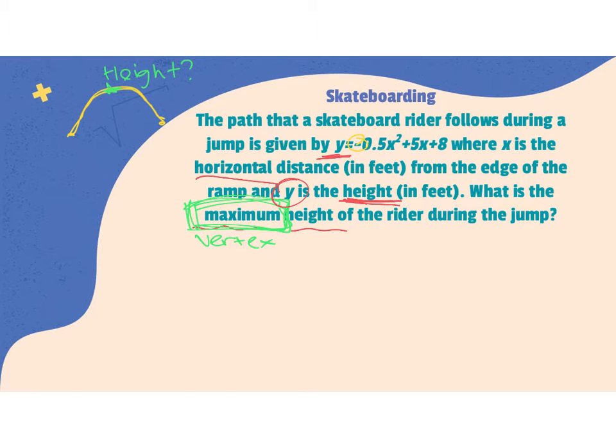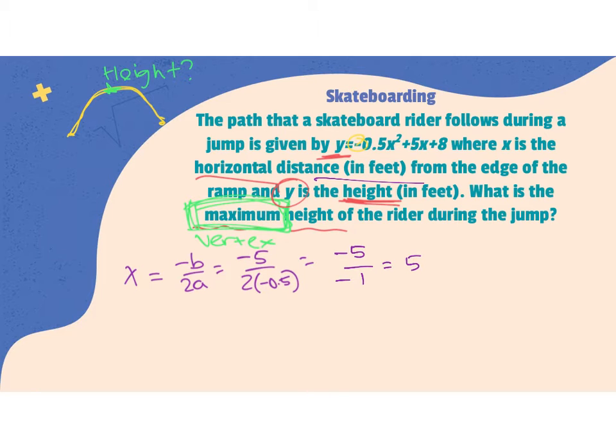In order to find that, we need to find the y value of the equation. Well, to get the y value of the equation, we have to start by finding the x value of the vertex. If you think back to that, the x of my vertex is the opposite of b over 2a. In this case, that is negative 5 divided by 2 times negative 0.5. So when I multiply that denominator, I end up with negative 5 divided by negative 1, which is just positive 5. So that's the horizontal distance in feet.